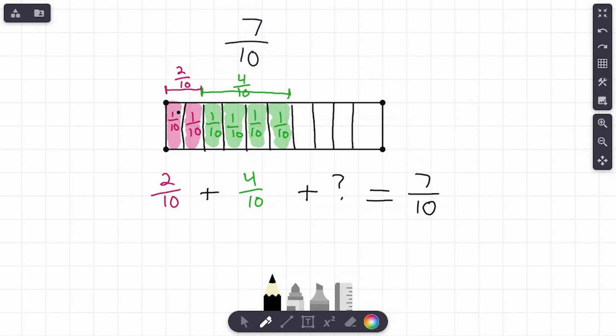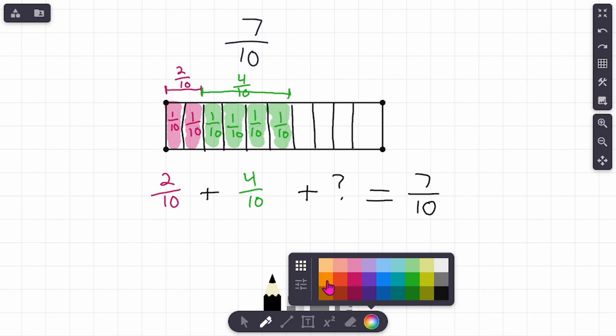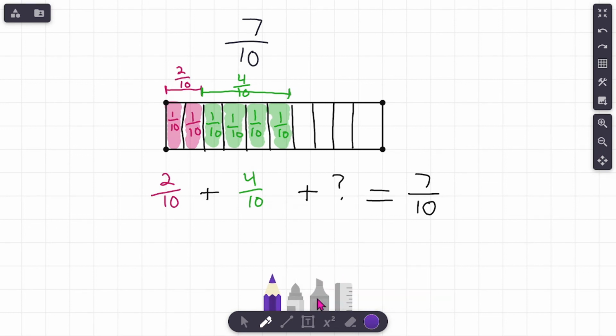So that's 1/10, 2/10, 3/10, 4/10, 5/10, 6/10. How many more tenths do I need? Again, 1/10, 2/10, 3/10, 4/10, 5/10, 6/10. I need 7/10. So how many more do I need? Well, I need one more, I believe. Let's go with a purple color here. Let's color in one more. Label it 1/10. Write it above here.